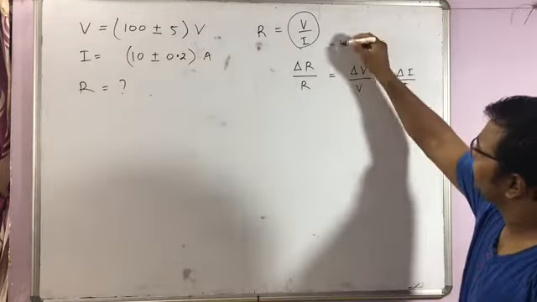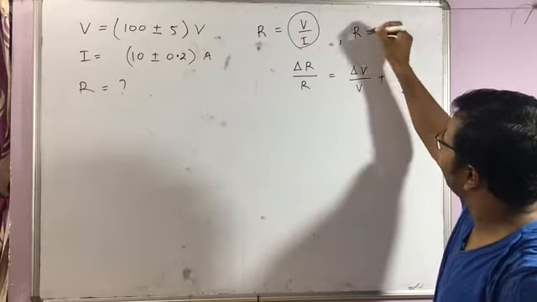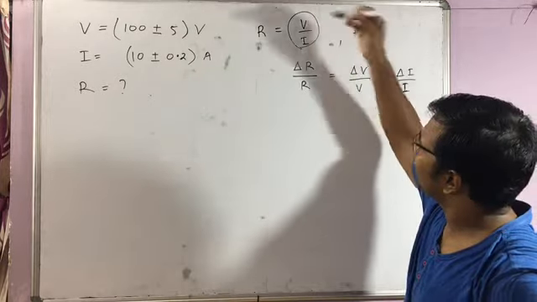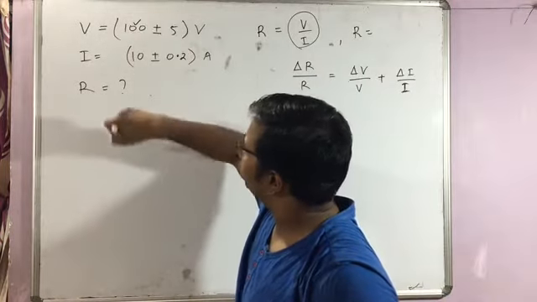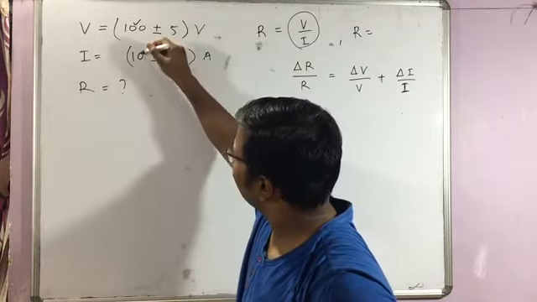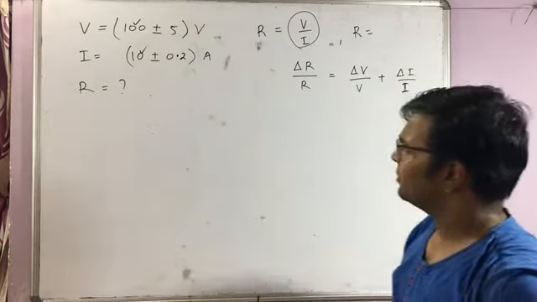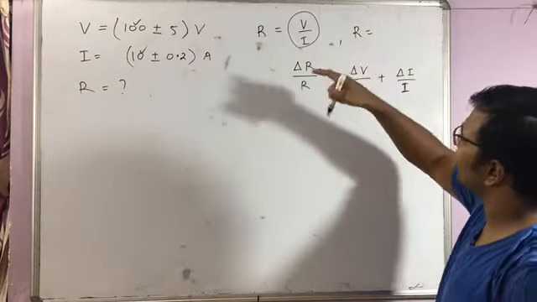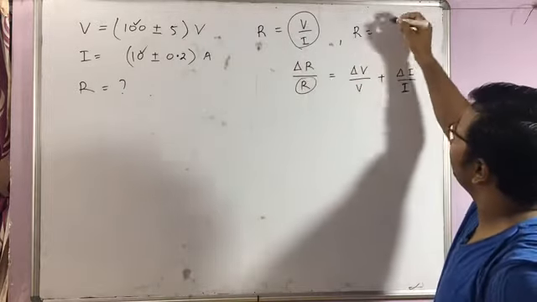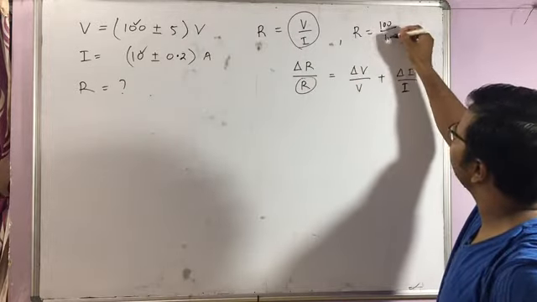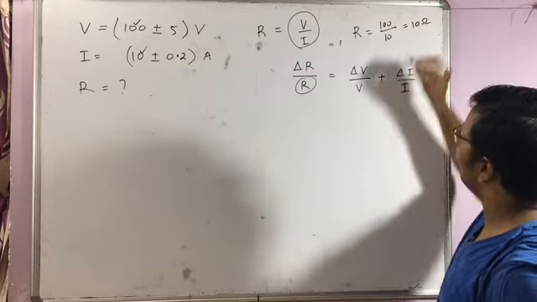We can calculate the true value of R as the ratio of the true value of voltage to the true value of current. The true value of voltage is 100 volt, and the true value of current is 10 ampere. So the true value of R is simply V by I, which is 100 by 10, equal to 10 ohm.